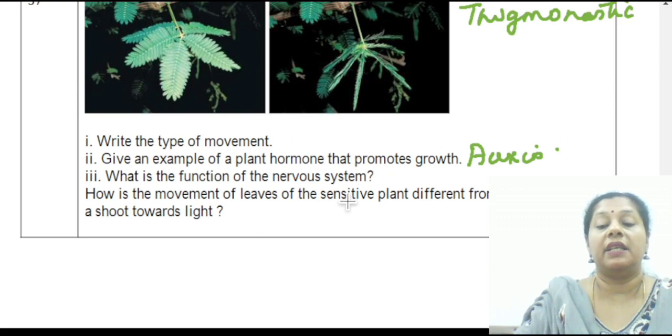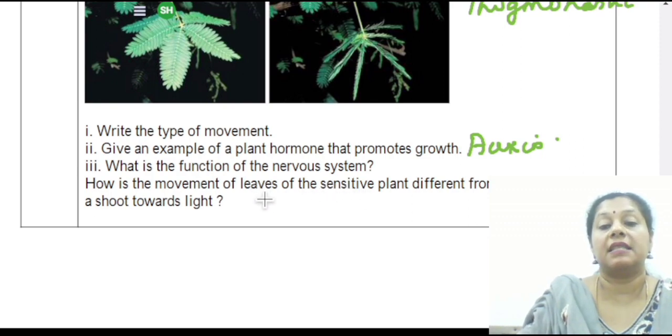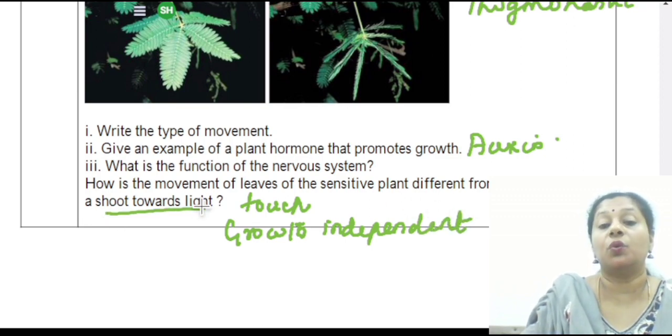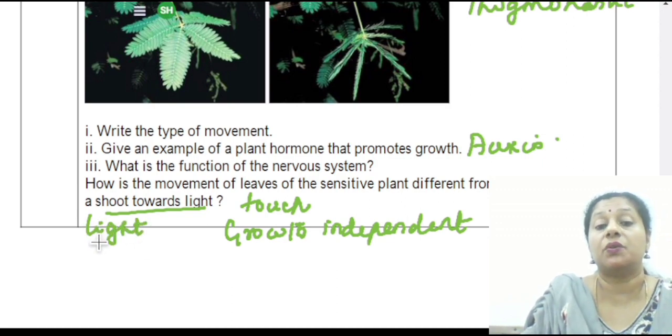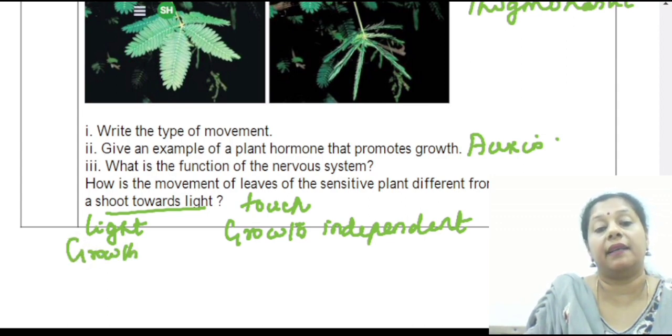How is the movement of leaves of the sensitive plant different from the movement of shoot towards light? Movement of leaves of sensitive plant is in response to the stimulus of touch. It is growth independent. Whereas the movement of shoot towards light, that movement is in response to the stimulus of light, and it is growth dependent.